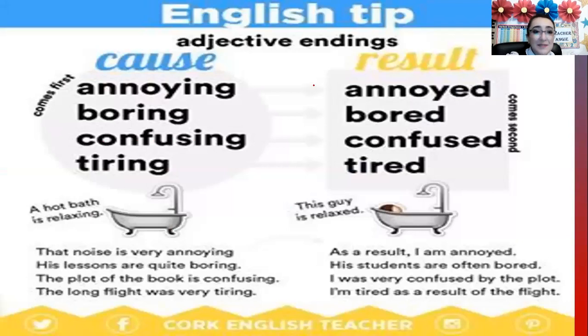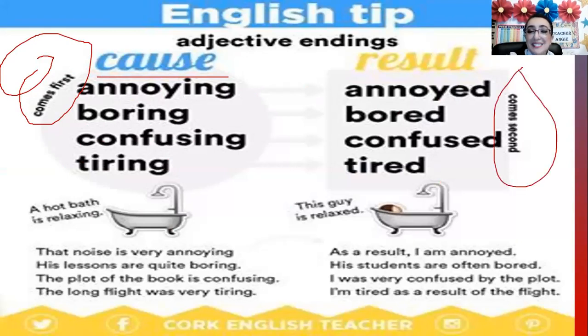Some tips for you. Annoying, boring, confusing, tiring come first. Vienen siempre primero y hablan de la causa. Annoyed, bored, confused, tired are going to come second and they are going to be showing the result. Los adjetivos con ing vienen primero. Los adjetivos con ed vienen al final. Te muestra el resultado, te muestra la causa.